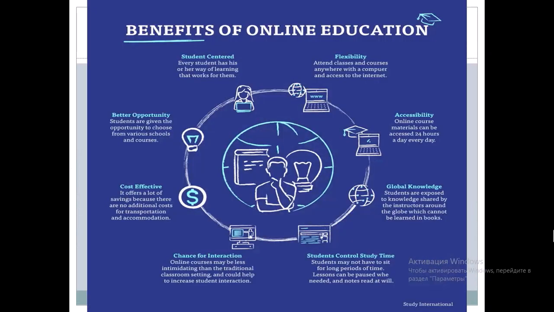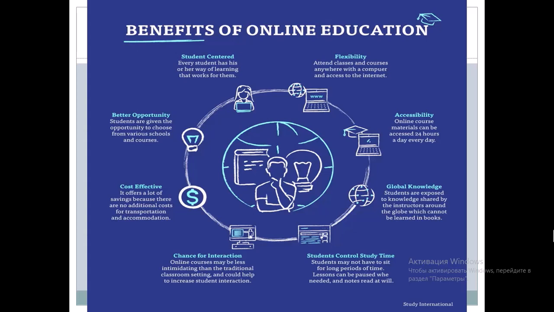And here are some benefits of online education. Which benefits are they? For example, it is student-centered. Shortly said, every student has his or her own way of learning that works for them. It is very usable and very flexible. And the next is flexibility: attend class and a course anywhere with a computer and access to the internet. Accessibility: online course materials can be accessed 24 hours a day, every day.